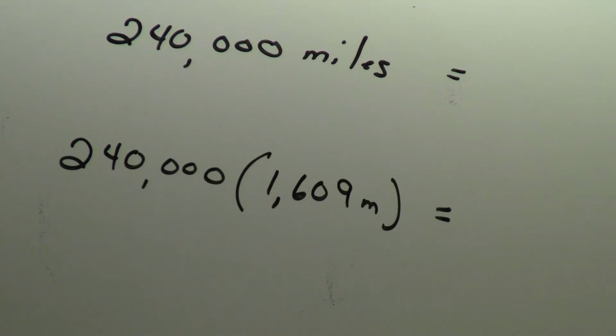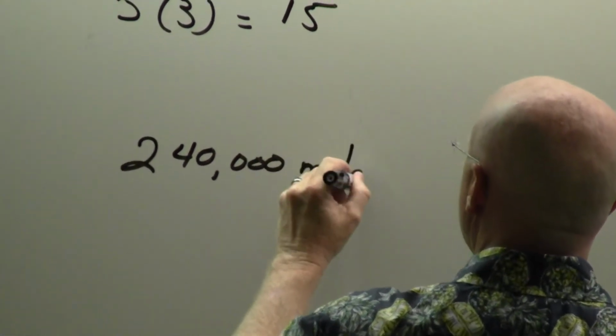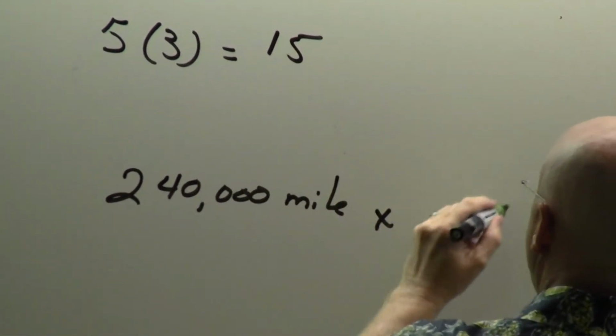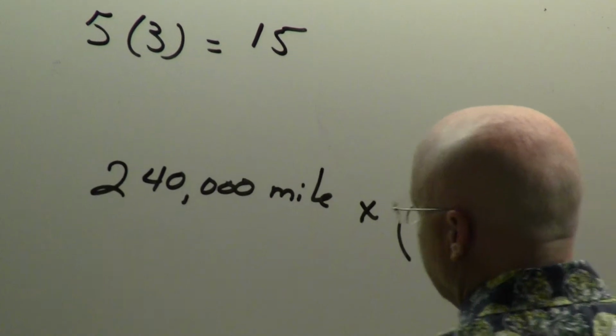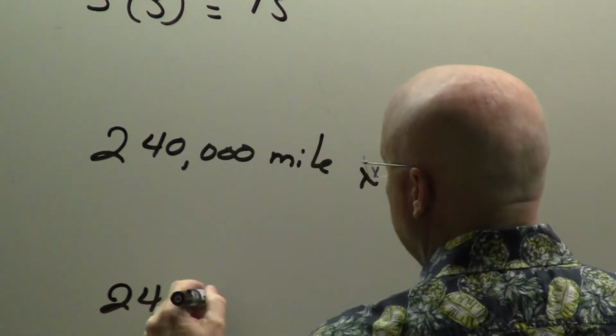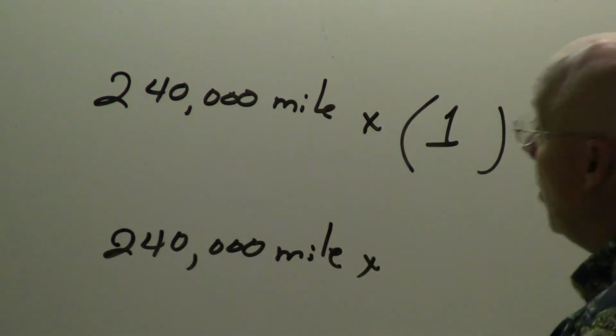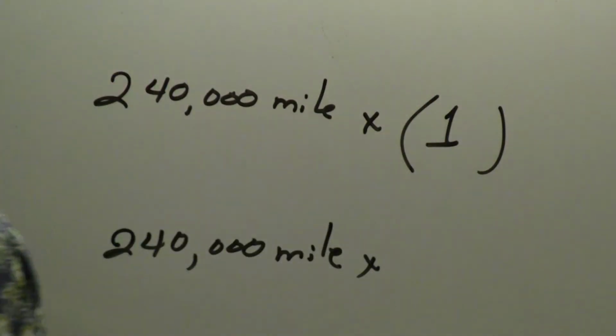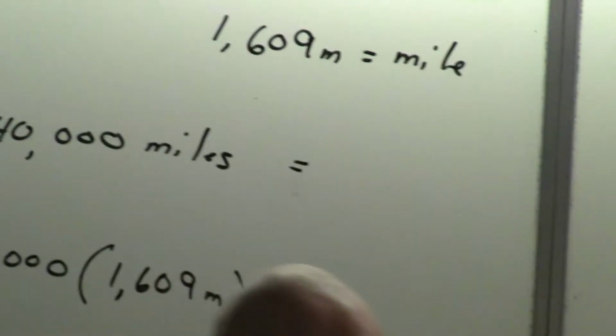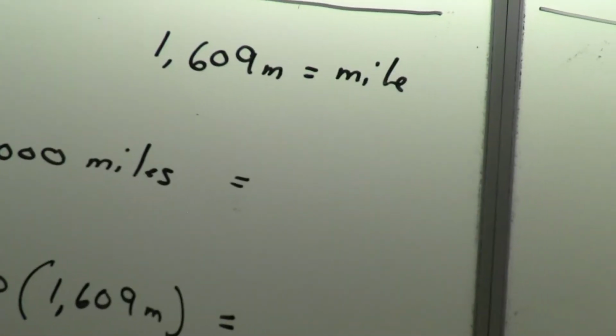Another way of really saying the same thing, and maybe I'll put it over here, is to start with the 240,000 miles and then say, I won't change anything. I'll just multiply it by 1. But this fancy 1 is really the same number over itself. Because remember, 5 over 5 is 1.